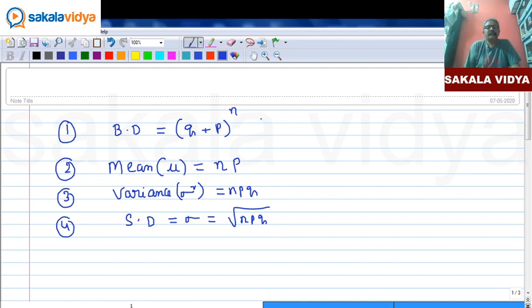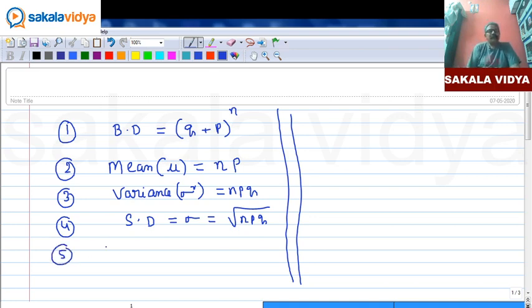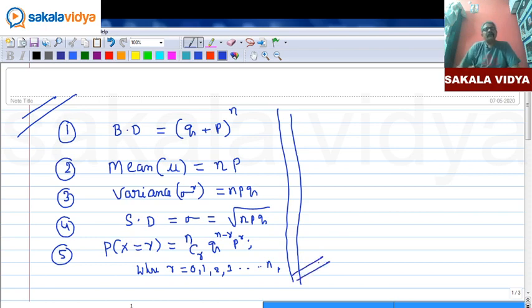Okay. So, these are the important points you need to remember in this chapter. Then easily we can solve. One more point you need to remember, probability of getting r successes, p of x is equal to nCr q power n minus r and p power r, where r is equal to 0, 1, 2, 3 and so on up to n. These 5 points are important. If you remember, the problems of this chapter we can solve easily. Based on these 5 concepts only the questions will be framed. So, now let us solve the problems.